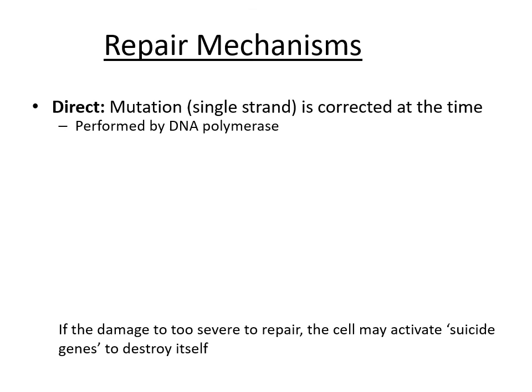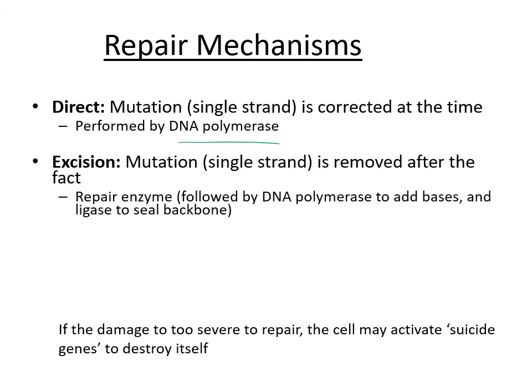Repair mechanisms for this, we have luckily a number of them because our DNA is constantly under attack. And so there is direct repair where you have DNA polymerase, which is able to find these errors or mismatches within the DNA and replace them. Excision, the mutations are removed after the fact. And so we have the enzyme going in there and cutting them out, and then them being replaced by DNA polymerase.